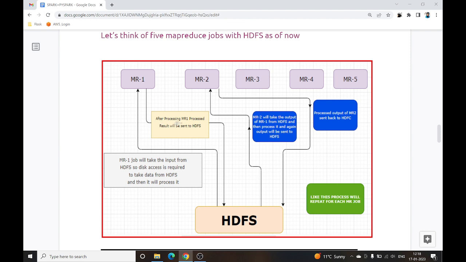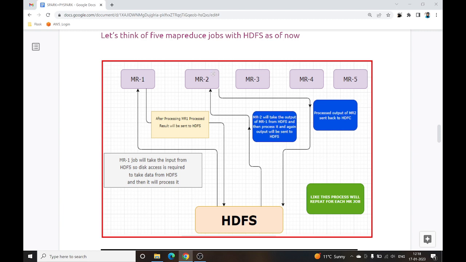After processing, the MapReduce 1 result will be sent to HDFS. Now one job is performed. When MapReduce 1 was getting data from HDFS, it required disk access, and after processing it sends the data back to HDFS. Now MapReduce 2 will take the output of MapReduce 1. That MapReduce 1 output is in HDFS, so the MapReduce 2 job will take it from HDFS. In that case also it requires disk access because it is taking the data from disk.